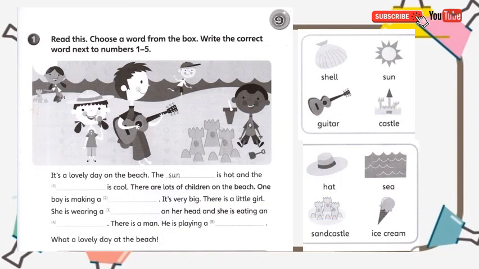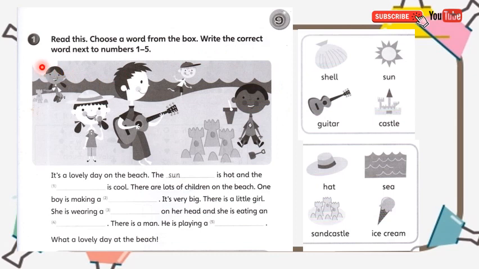All right, let's do some activity. Take out your Supermind workbook. Turn to page 113. Let's complete the passage together. Number one, read this. Choose a word from the box. Write the correct word next to number 1 to 5. You can choose the answer, then fill in the blank. There are 6 answers to complete in the passage, but here you have 8 answers to choose from.